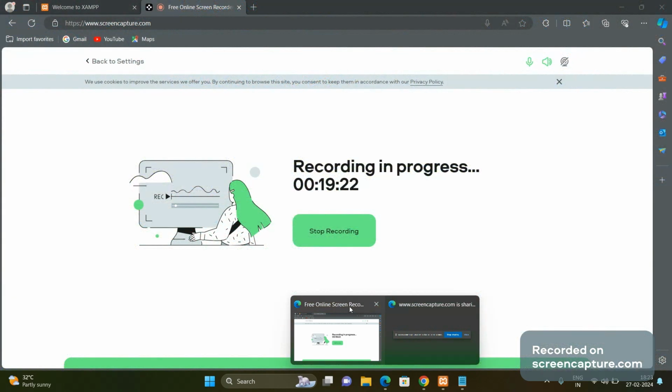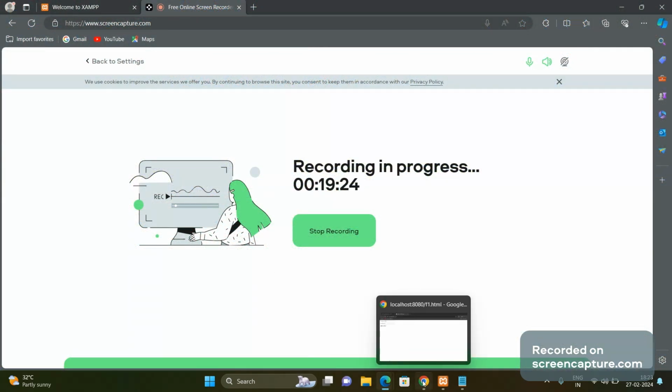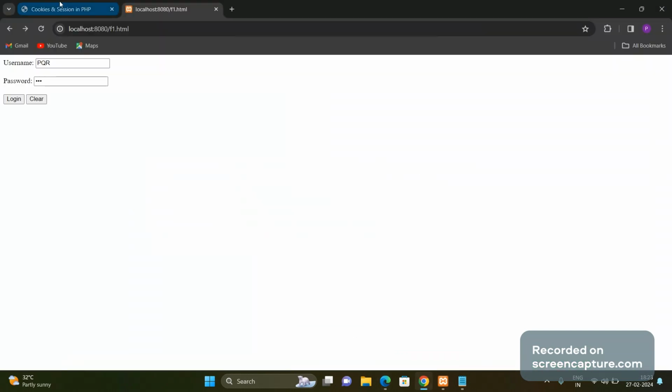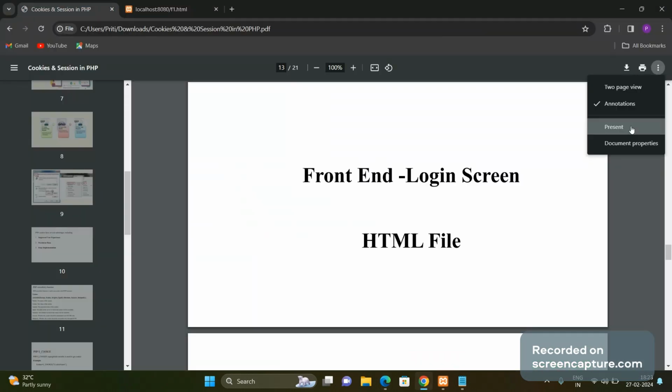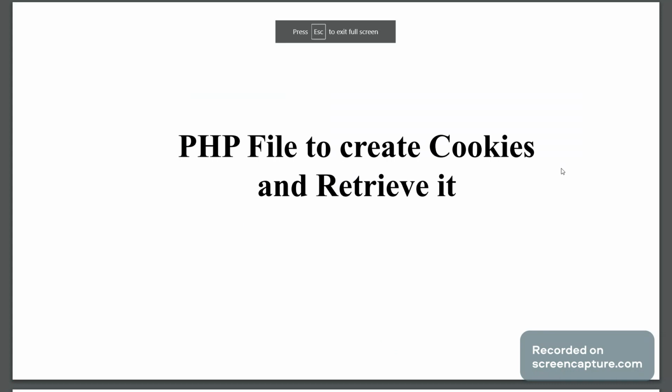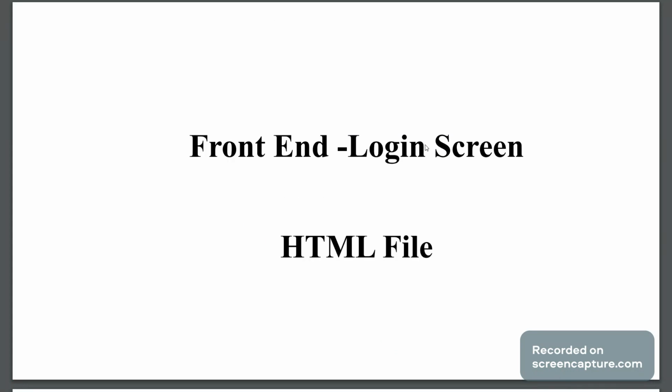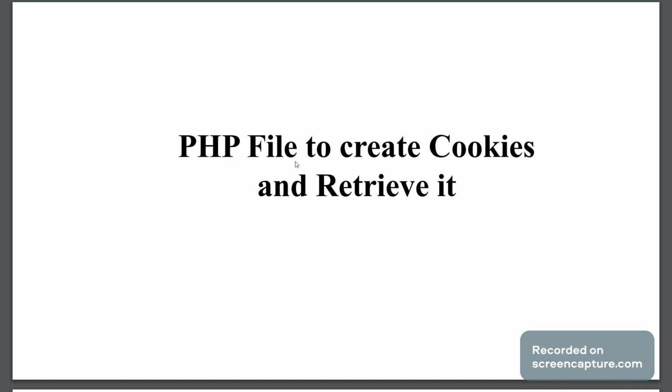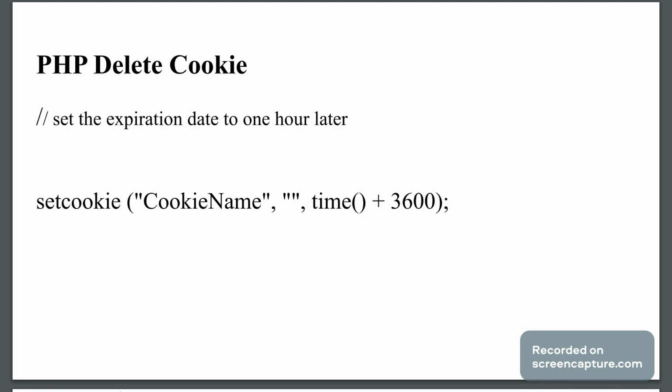Moving on, we will see the next topic. It means in the front end or login screen, which was the client side program, we had given the credentials, and on the server we had a PHP file which created cookies, and on the client machine we can retrieve it again. Now, importantly, how can we decide the expiration time of the cookie.